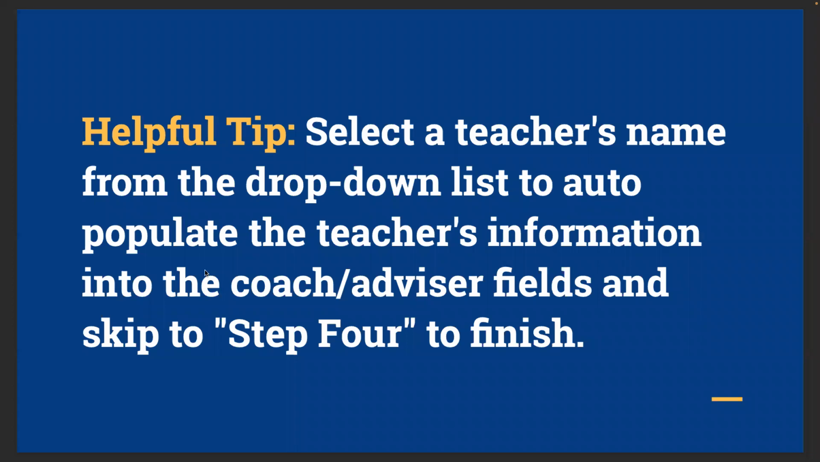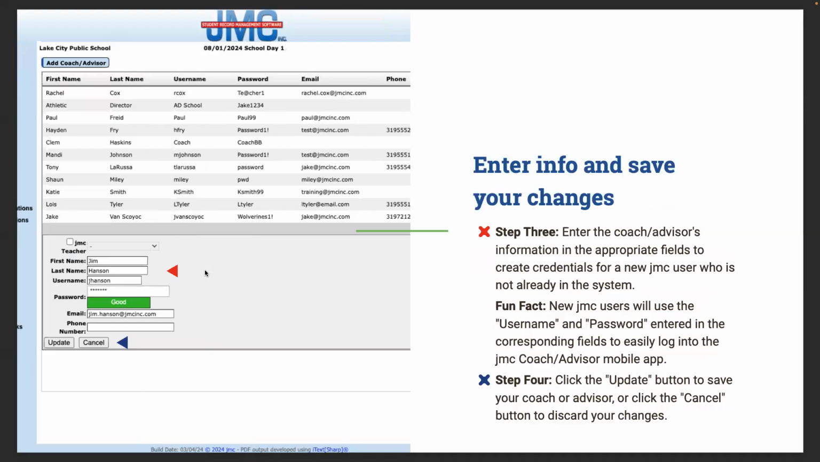And that's what our helpful tip is here. Having the teacher information there just saves you a bit of time. Step 3, enter the coach or advisor's information in the appropriate fields to create credentials for a new JMC user who's not already in the system. Fun fact, new JMC users will use the username and password entered in the corresponding fields to easily log into the JMC Coach Advisor mobile app. So that's a good thing to remember.